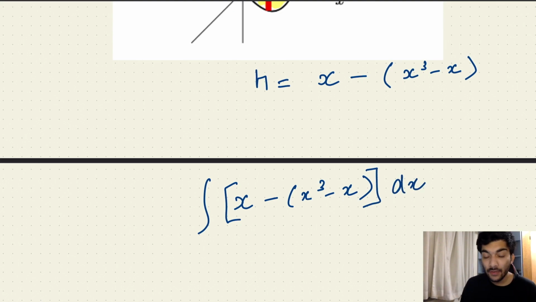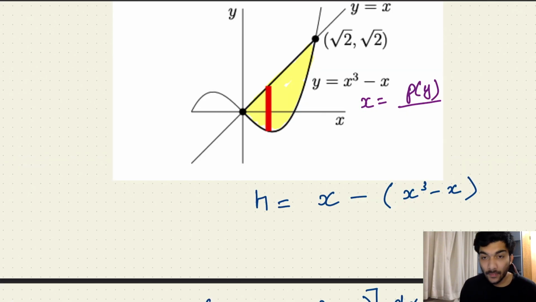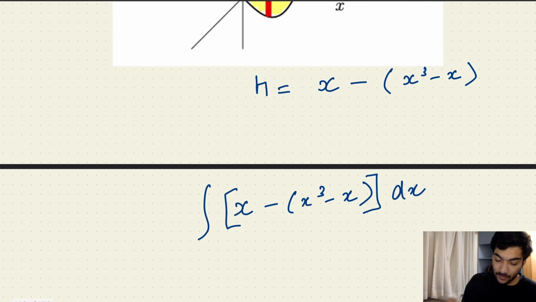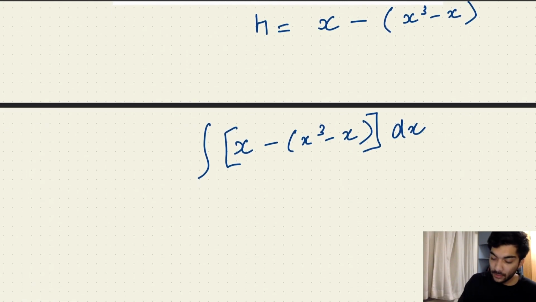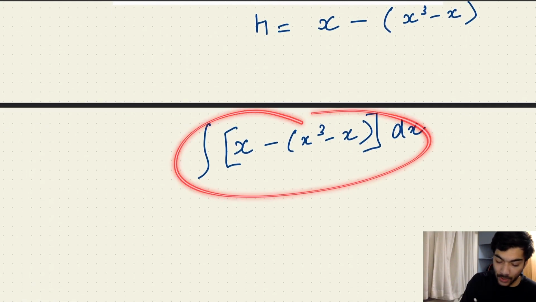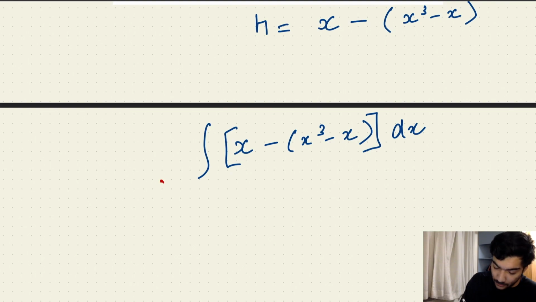And since dx or dy gives us an idea about our endpoints, we know that we are varying our endpoints based on our x values in this case. The x values here are from x equals 0 to x equals root 2, right? So the definite integral would be this with the endpoints from x equals 0 to x equals root 2. And that would be your final answer in this case.